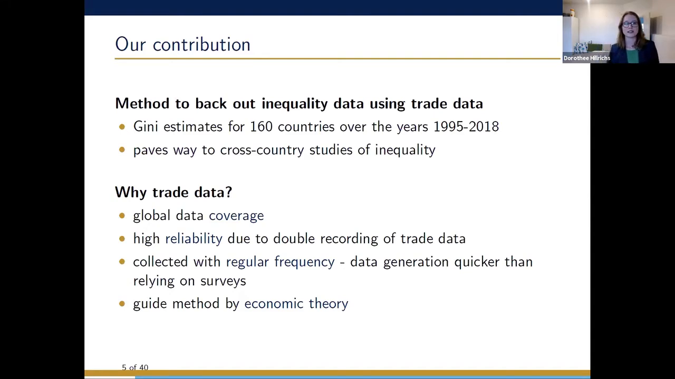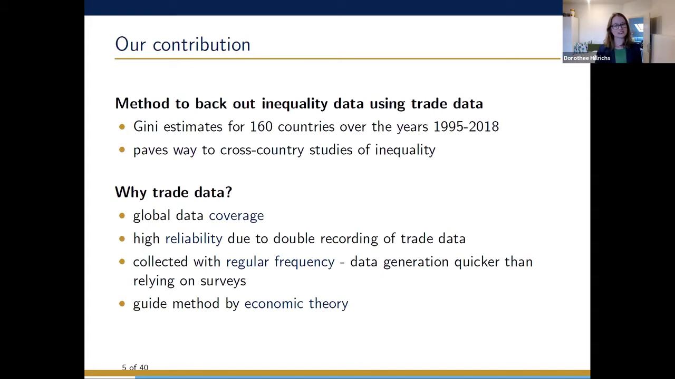Also, this trade data is collected with a regular frequency. So we have data basically every year, whereas, for example, surveys maybe are only conducted every 10 years in the worst case, or just when it's convenient for politicians, maybe even.